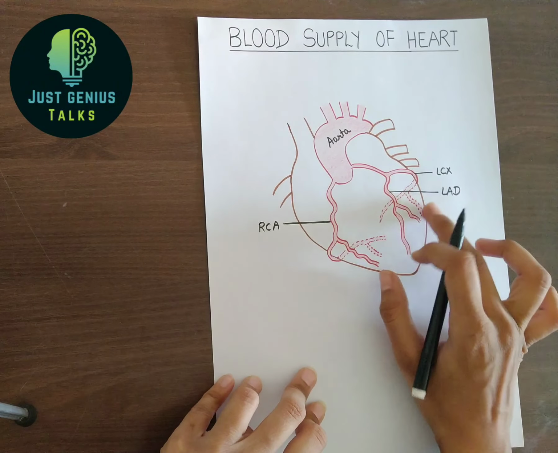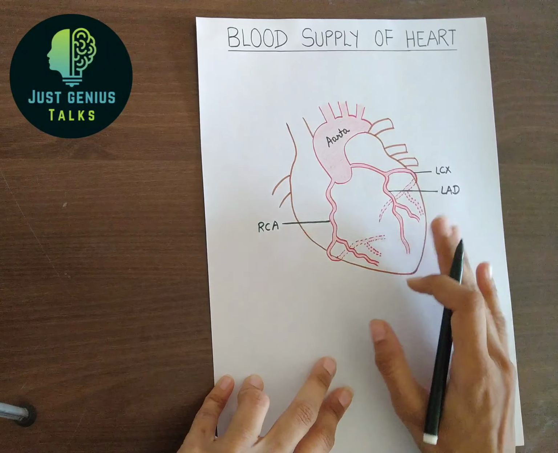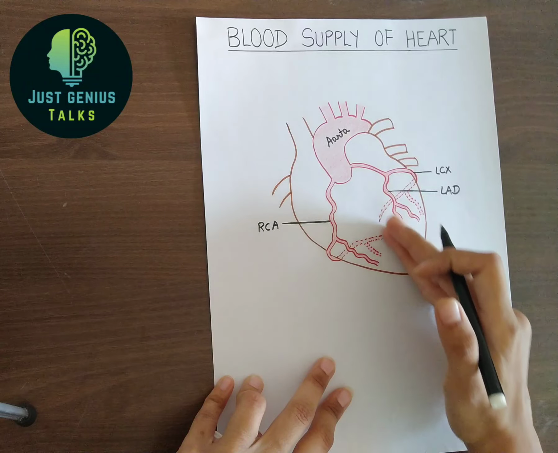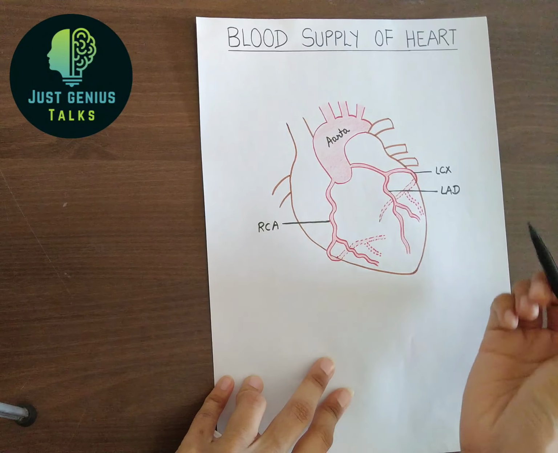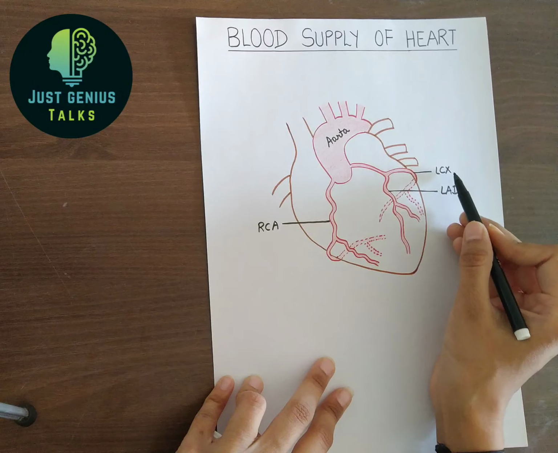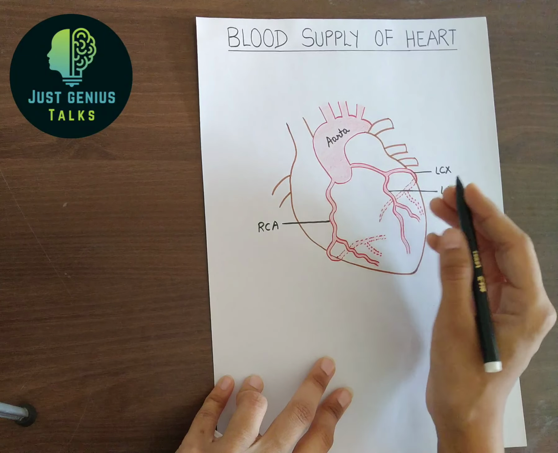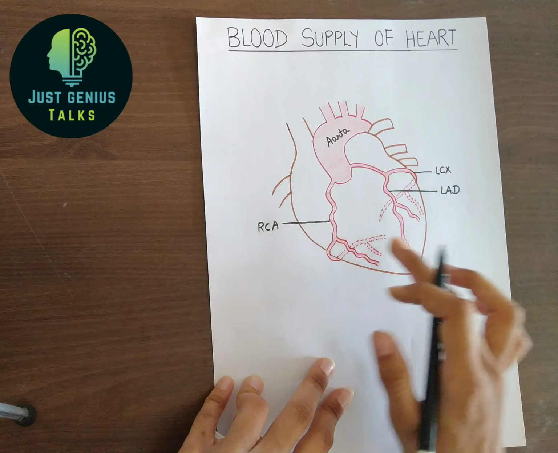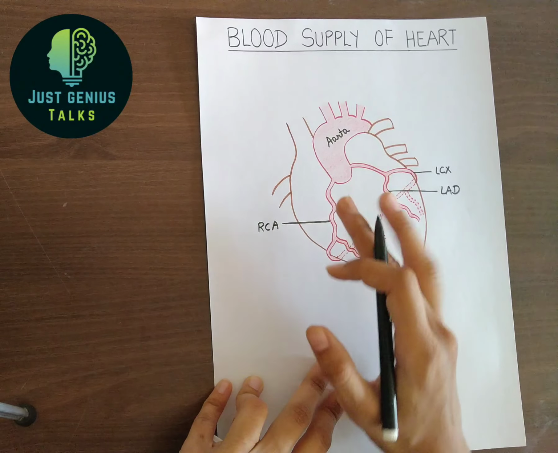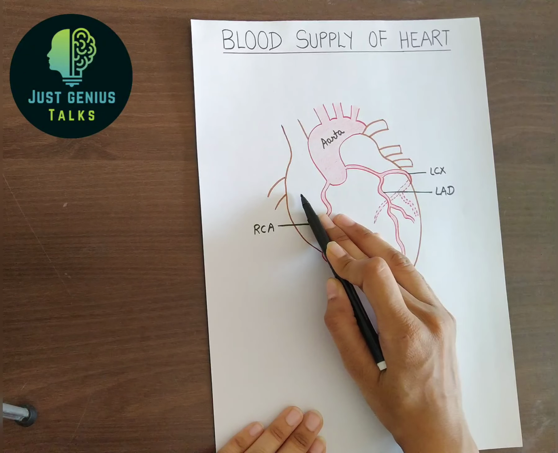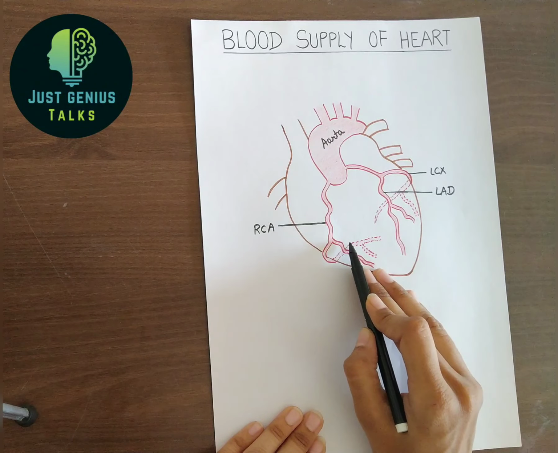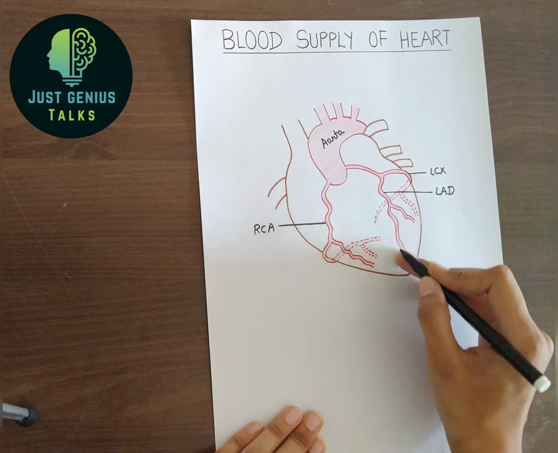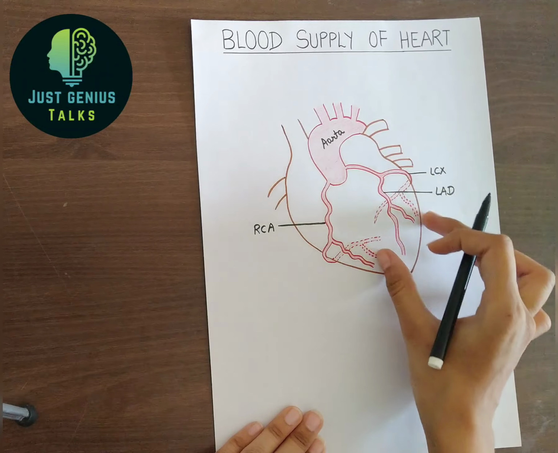The left anterior descending artery supplies the apex, the anterior part of the left ventricle and the anterior two-third part of the interventricular septum. The left circumflex coronary artery supplies the left atrium and the lateral wall of the left ventricle. The right coronary artery supplies first of all the right atrium and right ventricle, the posterior one-third of the interventricular septum and the posterior part of the left ventricle.